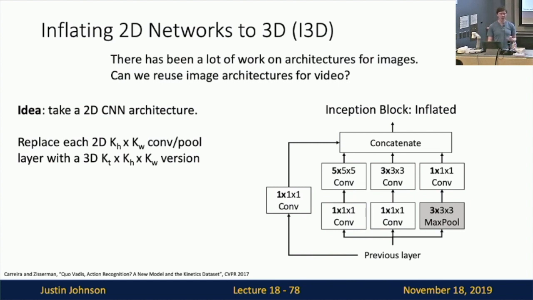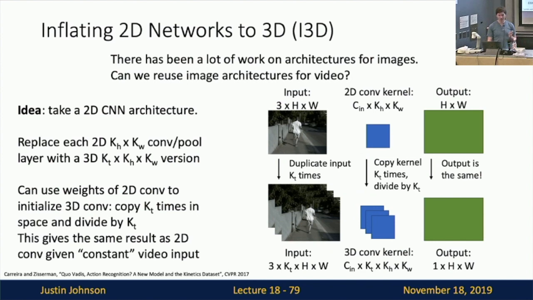But it turns out we can actually go a step further, and we can not only inflate the architecture, we can also transfer the weights, the trained weights, from a network which was trained on images, and then use those weights to actually initialize the inflated version of our 3D CNN. To see how that works, remember that when we inflate the CNN, we add this extra temporal dimension to all of the convolution layers.